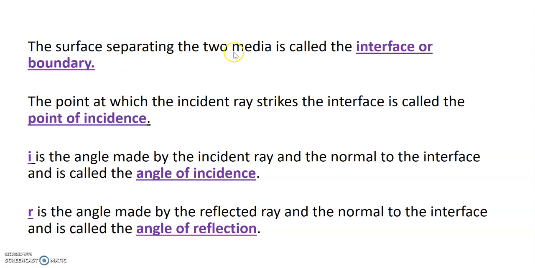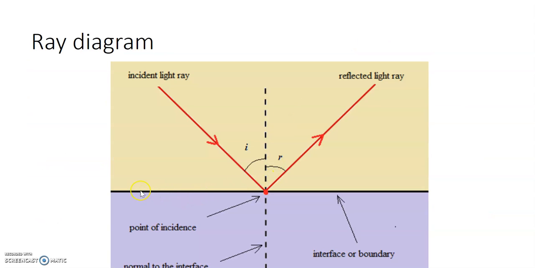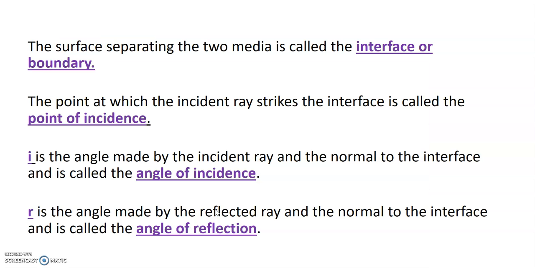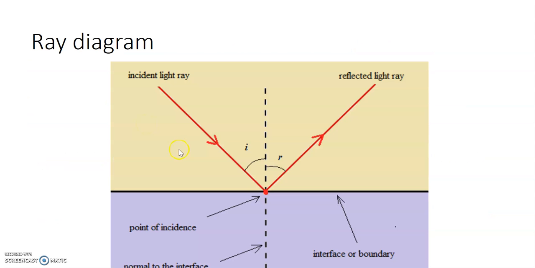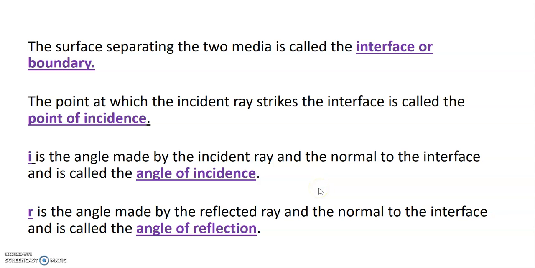The surface separating the two media is called the interface or boundary. Look into the figure. This is a mirror. This is air and the mirror is made of glass. So this is a boundary which separates the two mediums, air and glass. This interface, or surface which separates the two media, is called the boundary. The point at which the incident ray strikes the interface is called the point of incidence. So this is a point of incidence. It is hitting a particular point on the surface of the glass, on the boundary. That point is called the point of incidence.